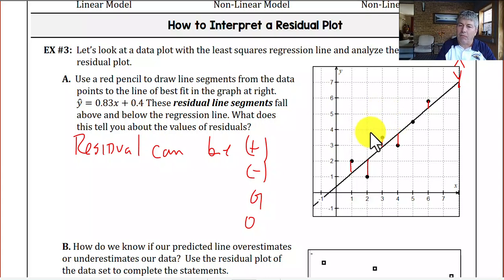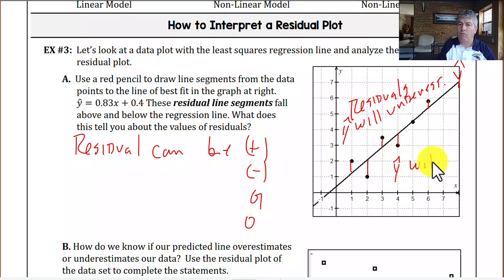So for these guys, the residuals, we can see that y hat will underestimate the actual data. And below, y hat will overestimate because y hat is over the data point, and the trend line will underestimate when y hat is under the actual data.